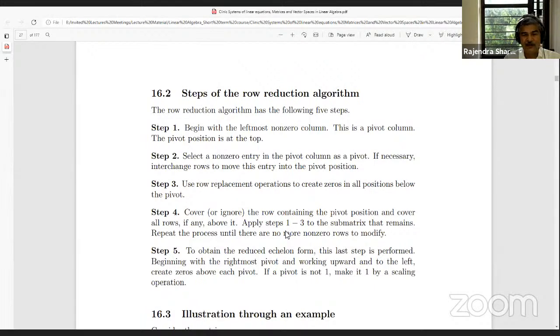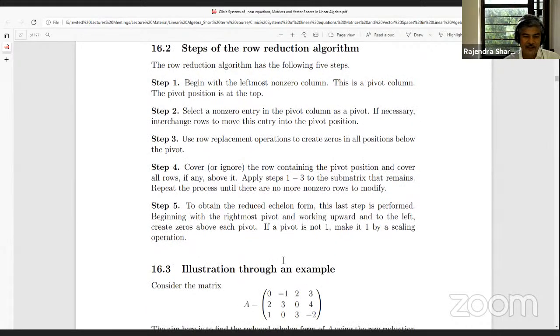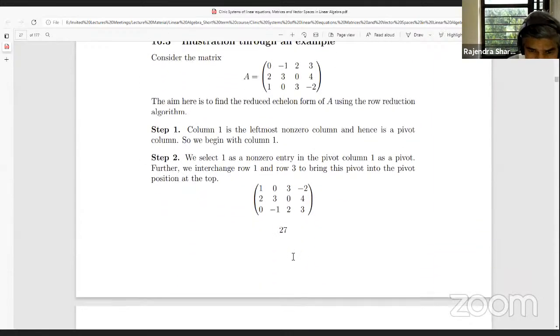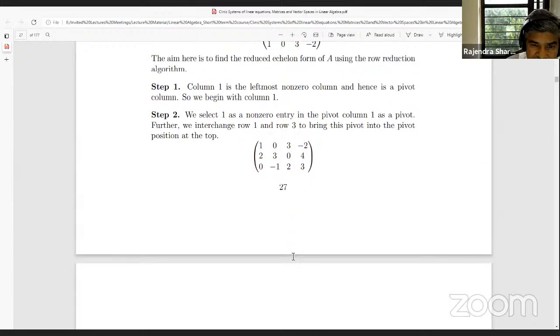Fourth step is to cover or ignore the row containing the pivot position and cover all rows, if any, above it. Apply steps 1, 2, 3 to the submatrix that remains and repeat the process until there are no more non-zero rows to modify. Finally, step 5, to obtain the reduced echelon form, this last step is performed: beginning with the rightmost pivot and working upward and to the left, create zeros above each pivot. If a pivot is not 1, make it 1 by a scaling operation. So here is an example that is shown step by step, so I will not go into these details.